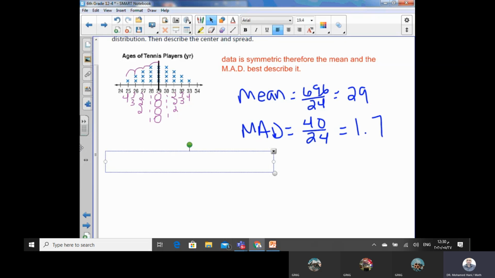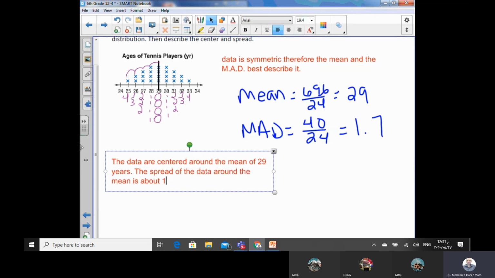So let's now describe it. We have our mean and our mean absolute deviation written out, so we can say the spread of the data around the center. Oh, hang on. The data, forgot about the mean. The data are centered around the mean of 29 years, period. And the spread of the data around the mean is about 1.7 years, which is the mean absolute deviation.